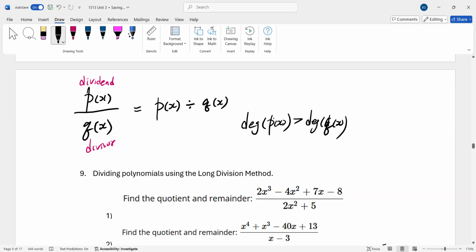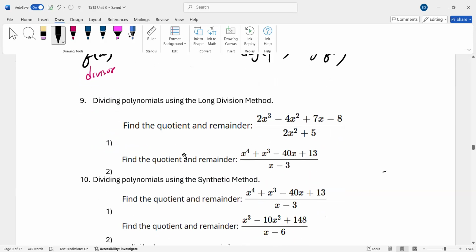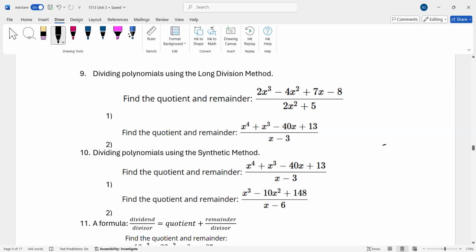Next section, we are going to talk about what is the result when we divide a polynomial with a lower degree by a polynomial with a higher degree. And today, when we talk about dividing polynomials, the degree of the numerator is always bigger than the degree of the denominator, all right? Two methods. The first method is the long division method.